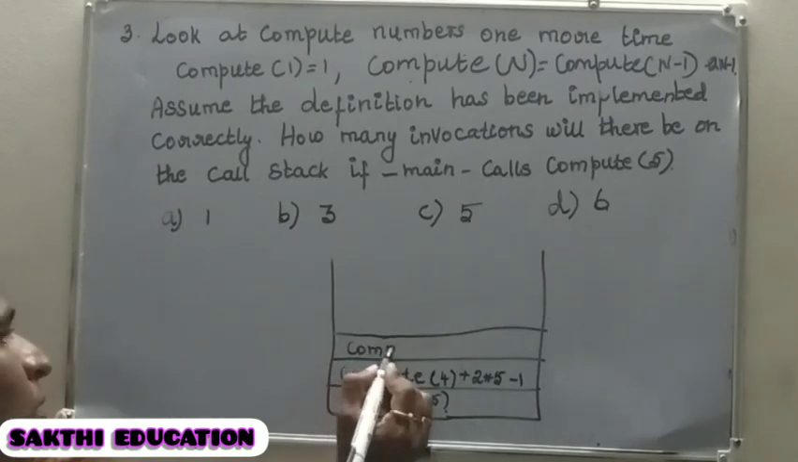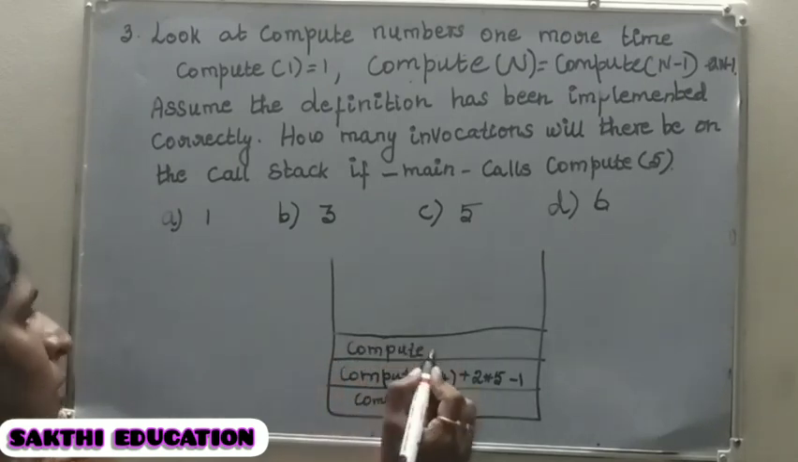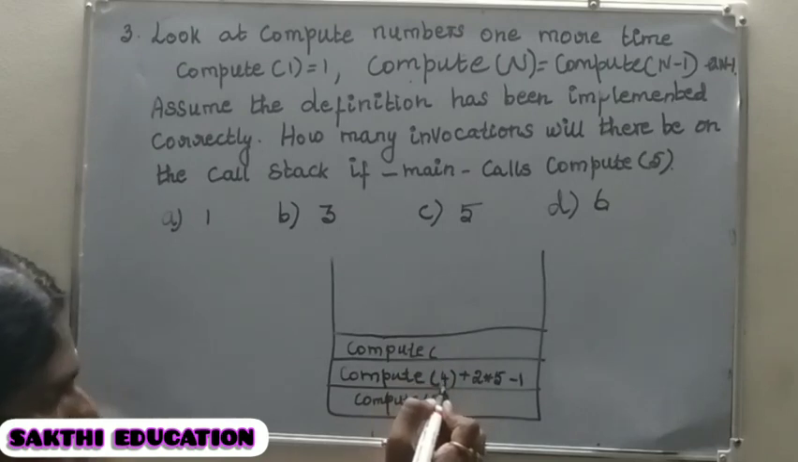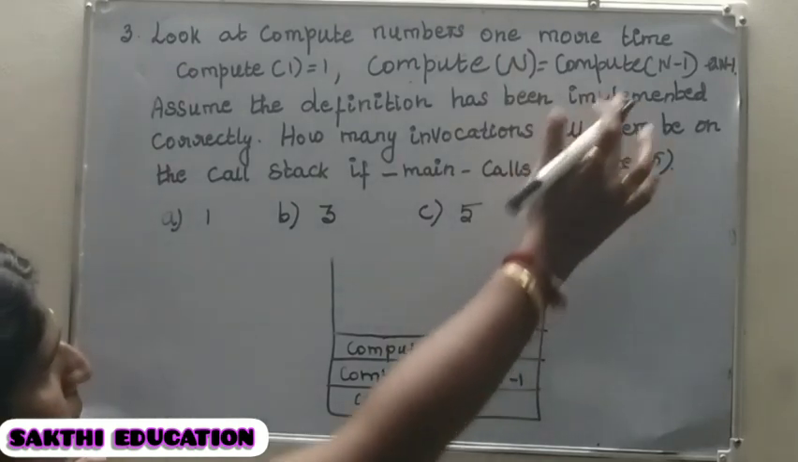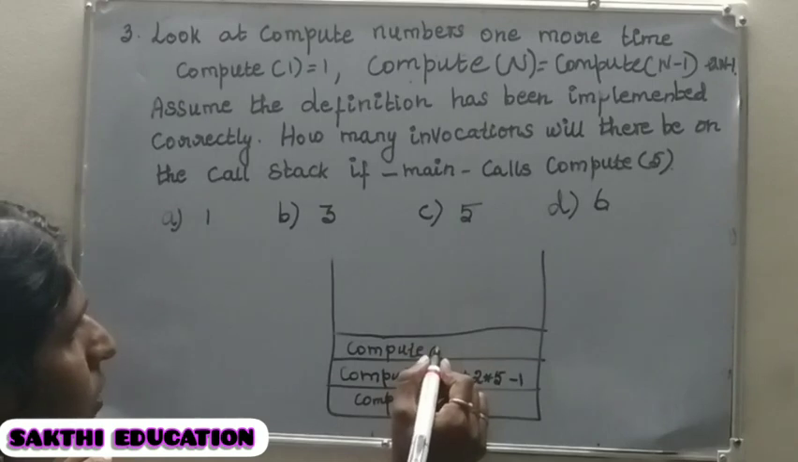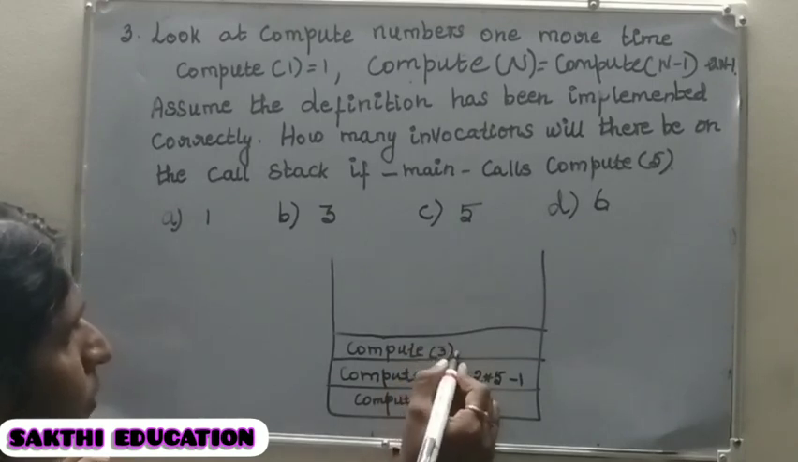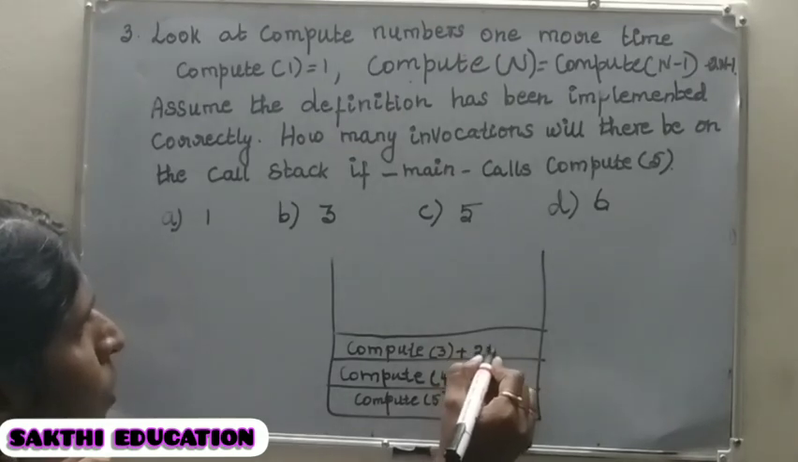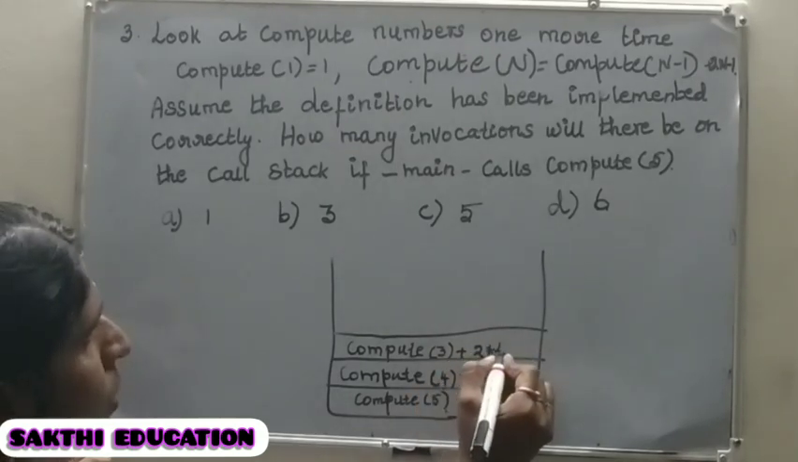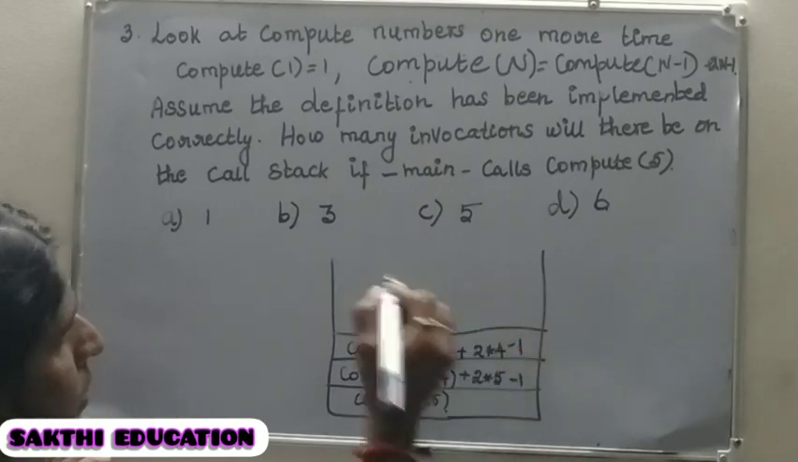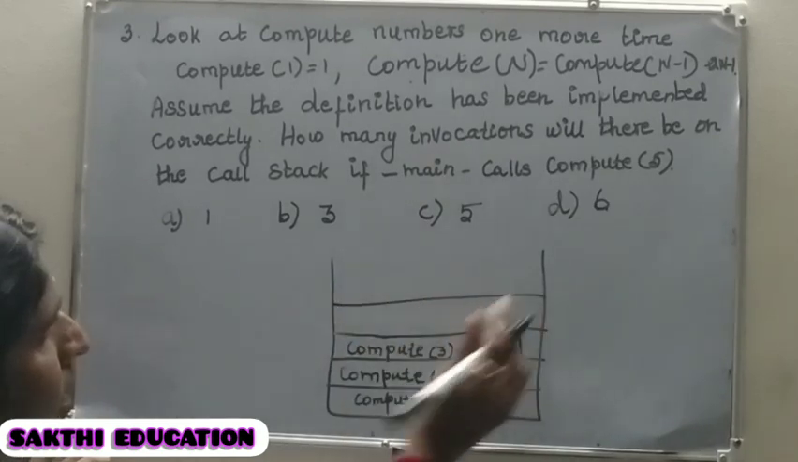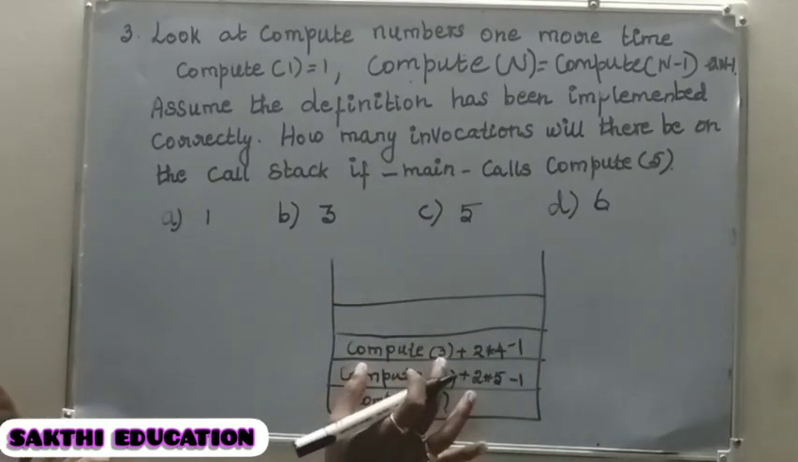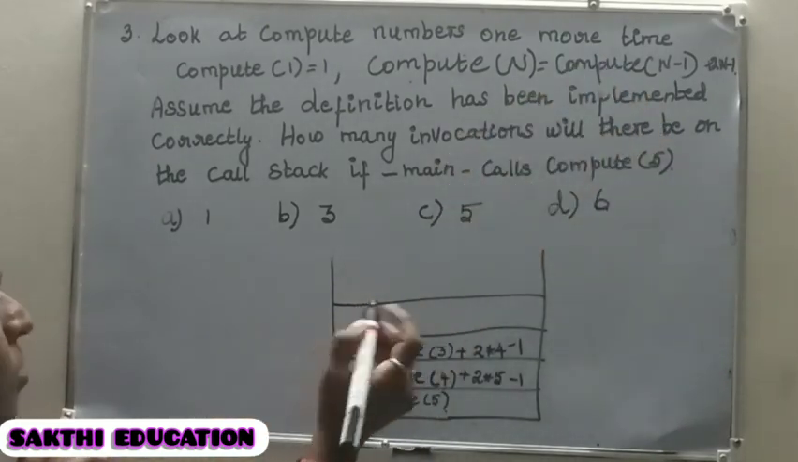Compute. Now your n value is 4. n minus 1 is what? 3. Plus 2 into n minus 1, which is 2 into 4 minus 1. Again see, you have one function call. So you proceed with this concept.